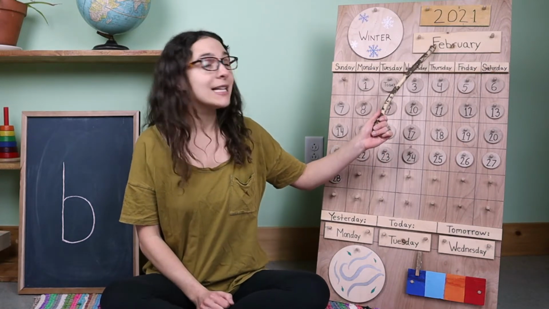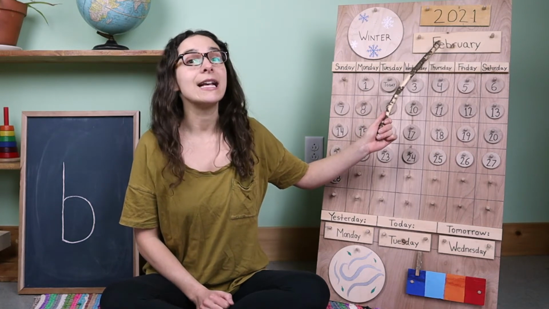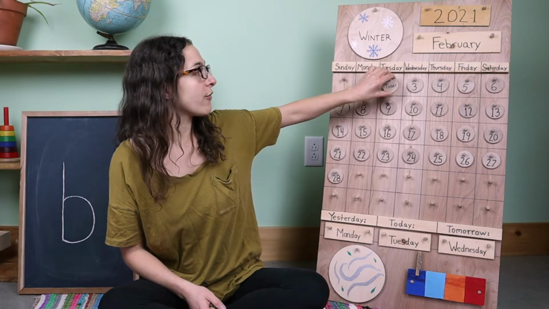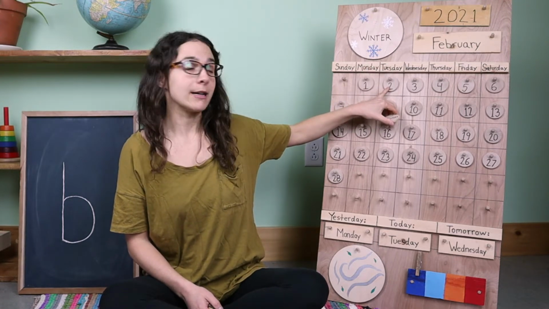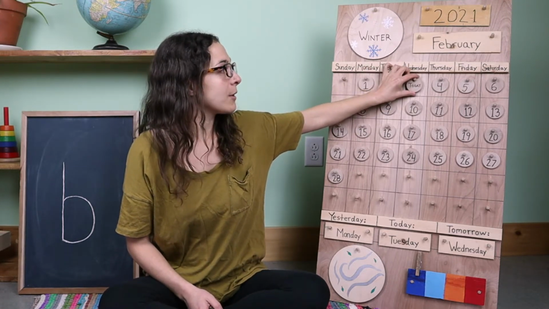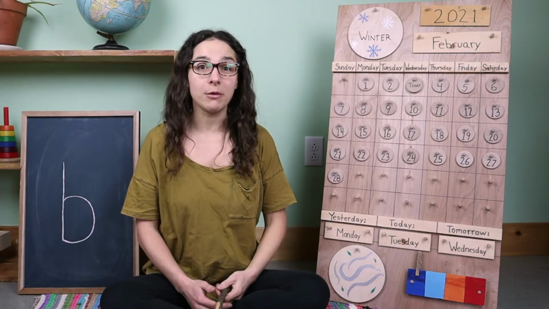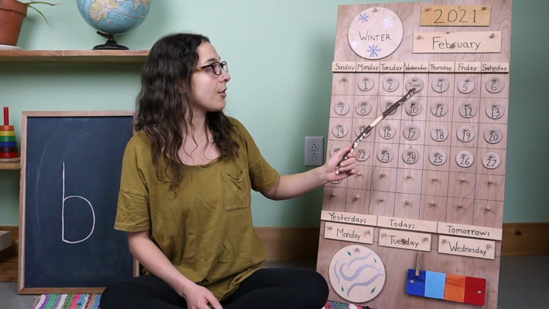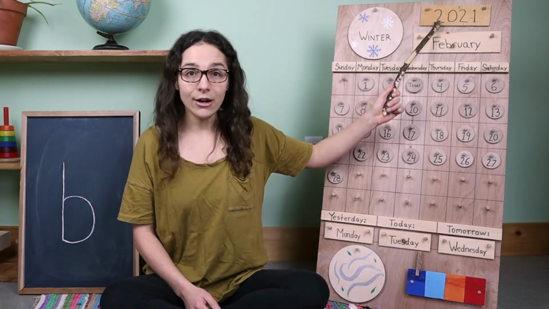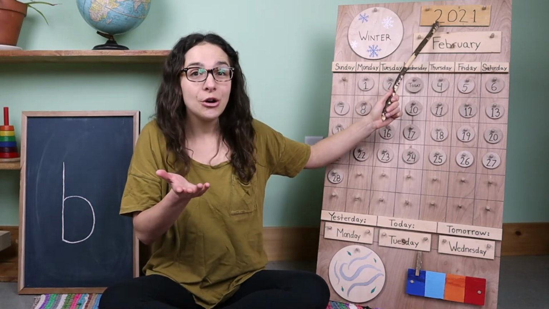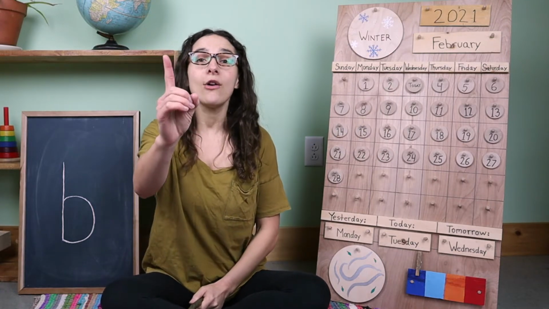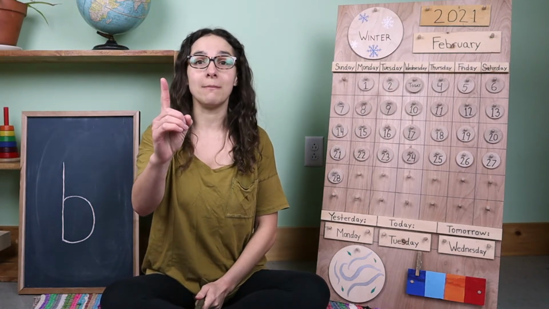February. The month is February, and today is February 3rd. So let's move the chip over from yesterday, which was February 2nd, over to the number 3, because today is February 3rd. So we say today is February 3rd, and the year is 2021.